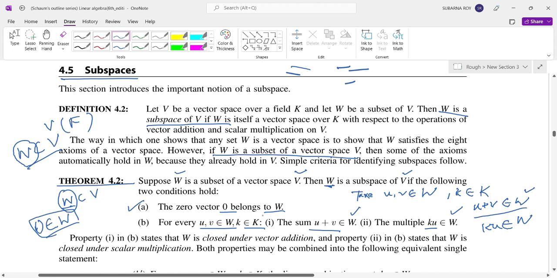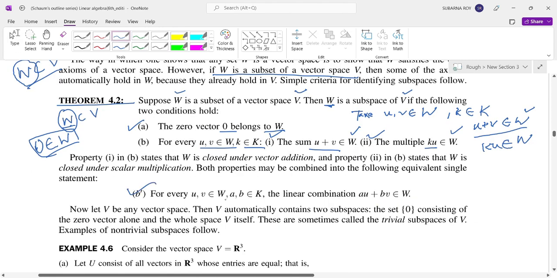If this is also in W, then we say that W is a subspace of the vector space V. These two properties together imply that for every u, v belonging to W and a, b belonging to K, the linear combination au plus bv belongs to W. If this holds, then we say W is a subspace of V over the same field K. So let us take some examples.